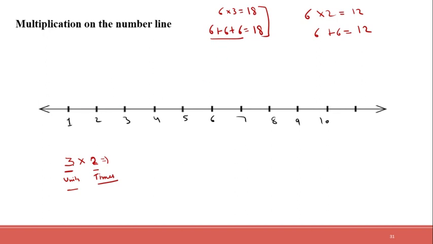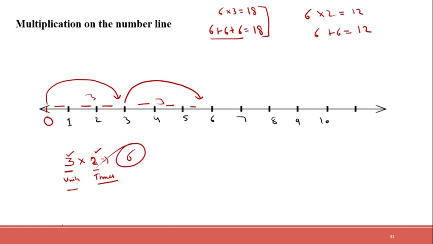Now come here. Here we have 3 units 2 times. So first we will jump 3 units. From 0 we will jump. So first from 0 to 3: 1 unit, 1 unit, 1 unit. That is 3 units one time. And then again 3 units: 1, 1, 1. That means 3 units 2 times. So from 0 we will reach 6. Got it?